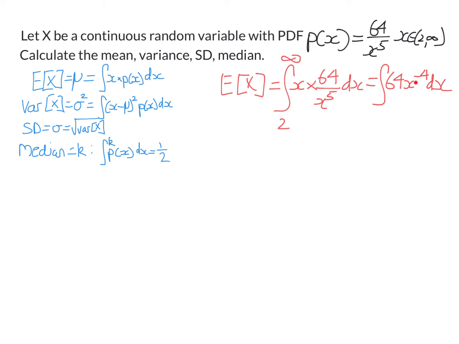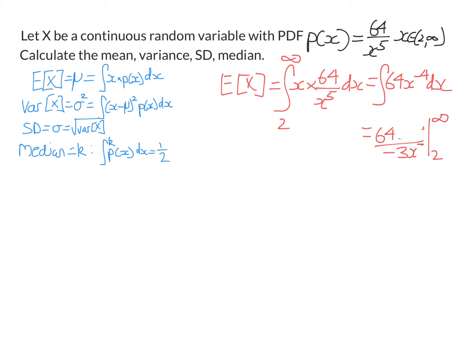So we're simplifying this function here. Of course, x divided by x to the power of 5 is x to the power of minus 4. We'll keep the 64 as it is for now. We're going to increase the power of x by 1 and divide by the new power, between 2 and infinity. Of course, x to the power of minus 3, we can move that to the bottom of the fraction and write it with a positive power.